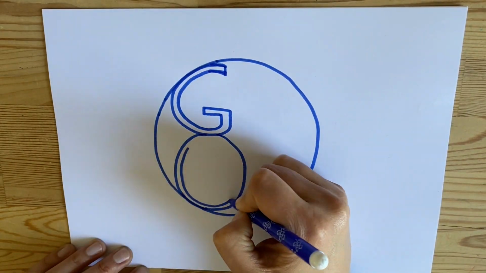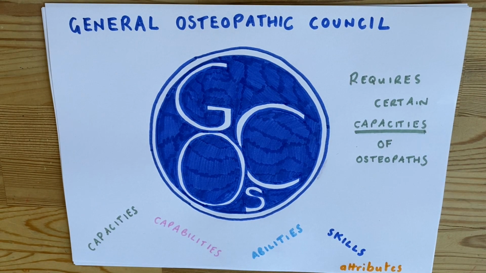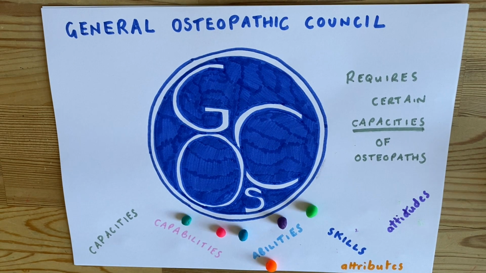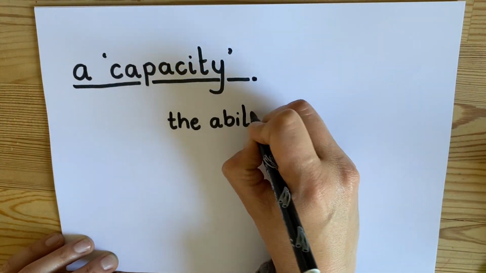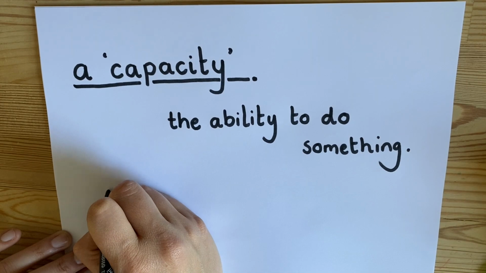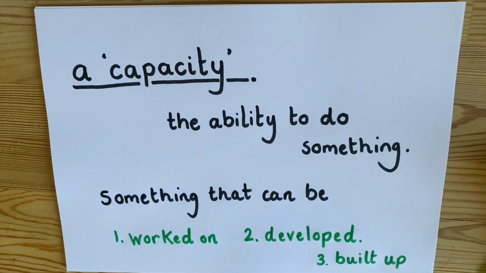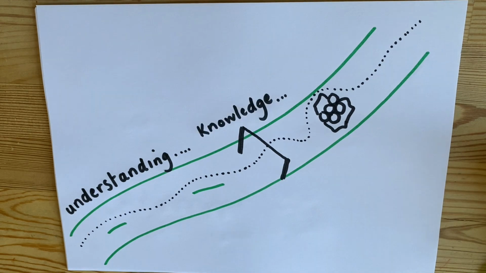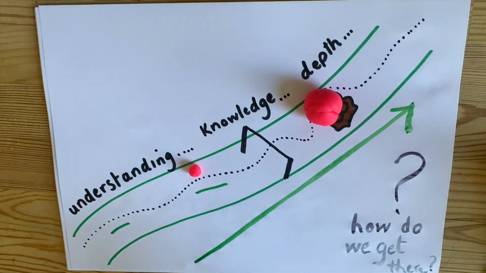Osteopaths in the UK are regulated by the General Osteopathic Council, which requires certain capacities of osteopaths alongside capabilities, abilities, skills, attributes, and attitudes that they think are helpful for professional osteopaths to have in order to provide best care for patients. So let's look at what is a capacity and how do we develop it. A capacity is the ability to do something that can be worked on, developed, and built upon throughout your careers. A capacity requires understanding, knowledge, and depth in both of these of a subject. How do we get there, and where do we start?